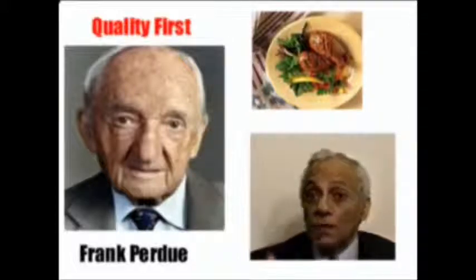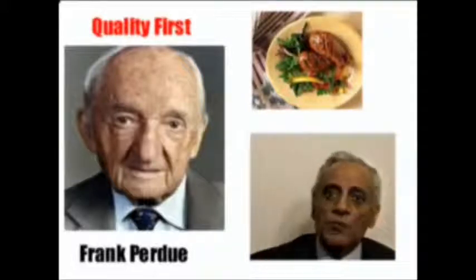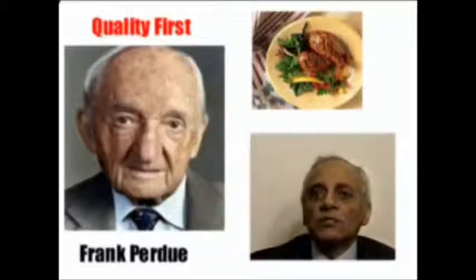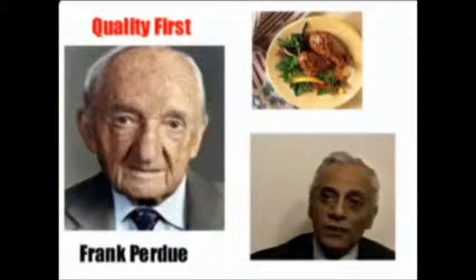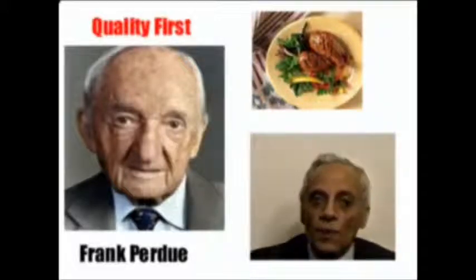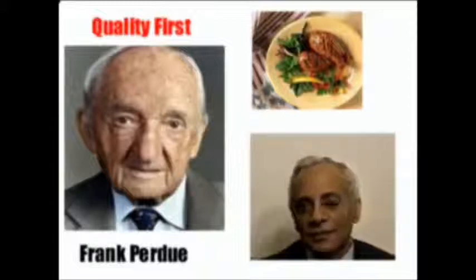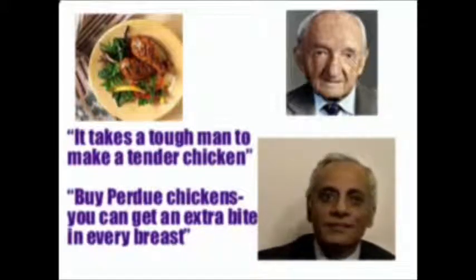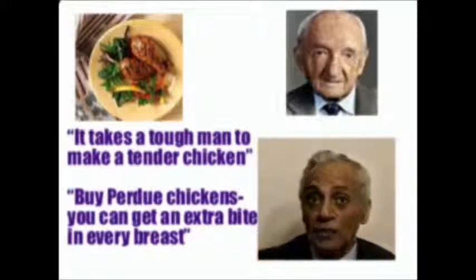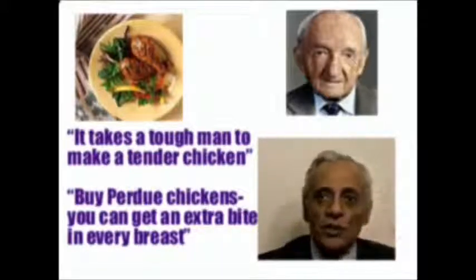But the market was used to chicken being a commodity, so price became an issue, and it's still an issue. As in our earlier examples, like Schlitz beer, Frank Perdue has to advertise himself as well. So after he took care of the relative quality dimension of the superiority triangle, he went to the image, where he advertised in many different ways. One of his statements: it takes a tough man to make a tender chicken. Buy Perdue chickens, you get an extra bite in every breast. Talking about plump and meatier chicken. An excellent way to combine the quality dimension with the advertising dimension.